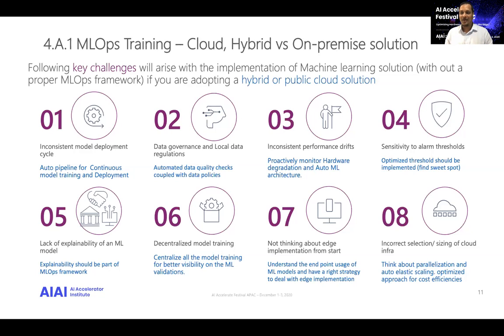And then make sure you think about parallelization, auto elastic scaling, and optimizing your cost efficiencies, which is why right-sizing of the cloud is also critical. These are some of the pointers on how to use combinations of hybrid and public cloud and mitigate all these challenges. That's the training portion itself. It also touches some bit of deployment, but otherwise it's pretty common.